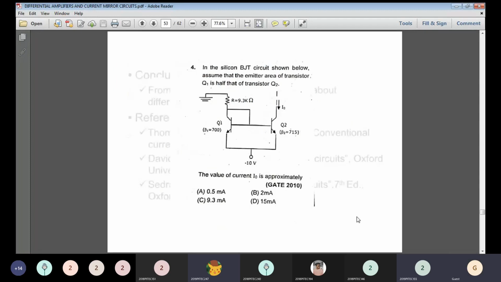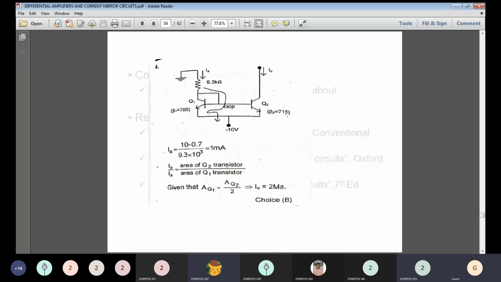And moving on to the next current mirror. In the silicon BJT circuit shown below, assume that the emitter area of transistor Q1 is half that of transistor Q2. This is the output current and here it's a reference current. What is the value of I naught? What is the value of the output current?